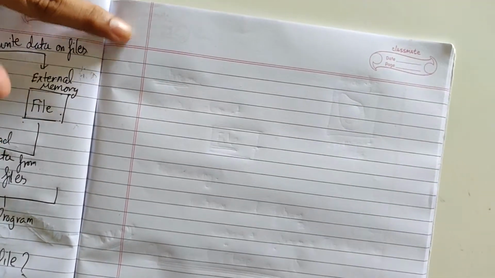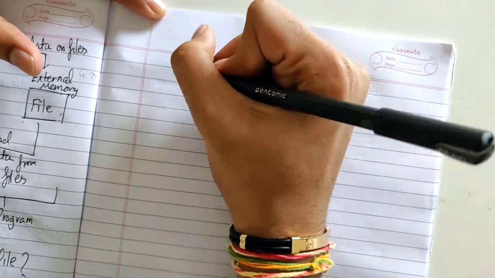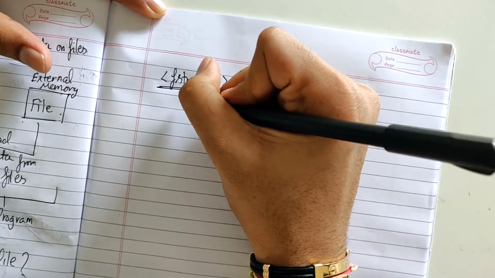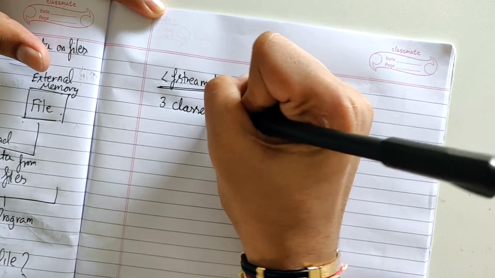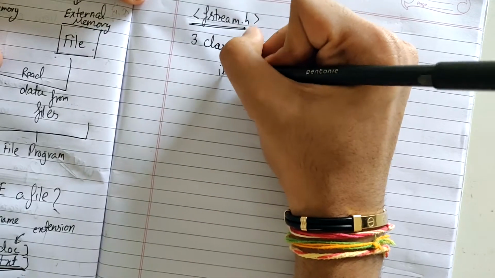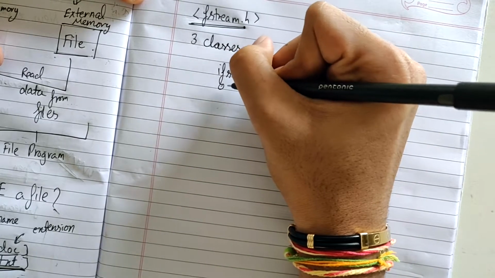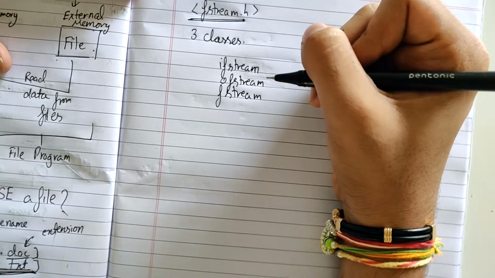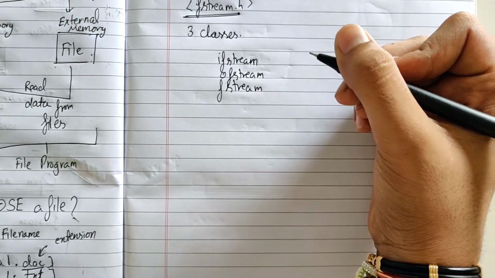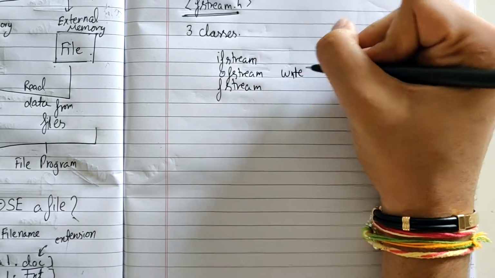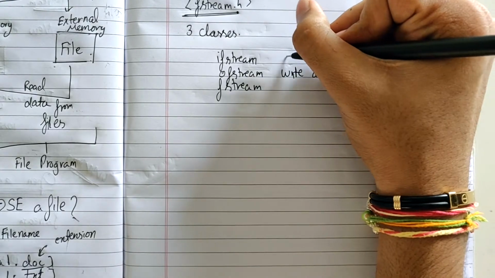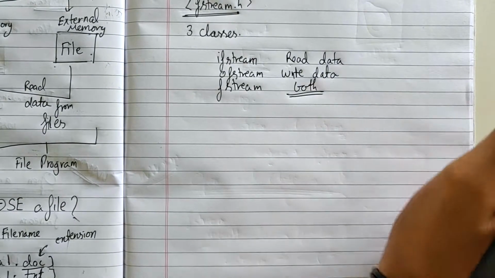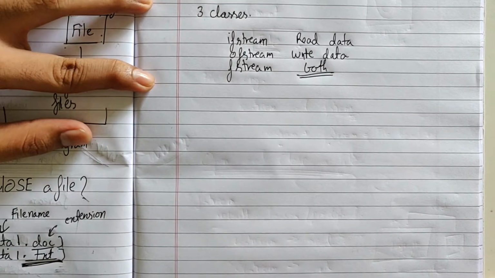As we discussed earlier, we have the library fstream.h. This fstream.h has three classes in it. If you can recall, the classes were ifstream, ofstream, and fstream. Ofstream allows you to write data. Input stream allows you to read data. And fstream allows you to do both. Just remember this.